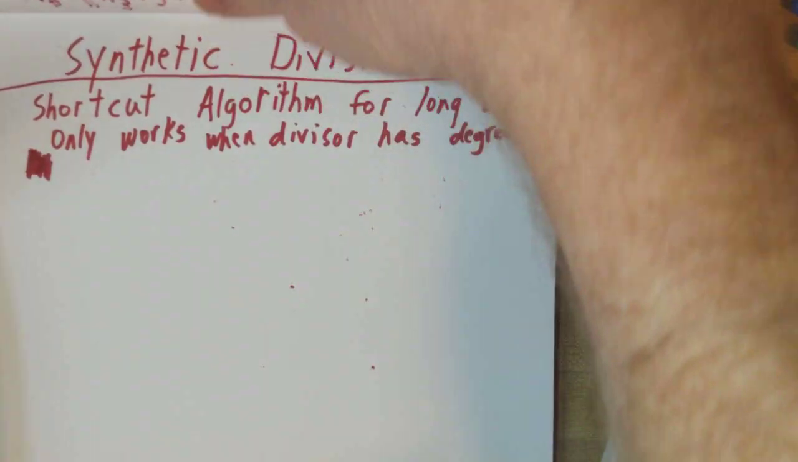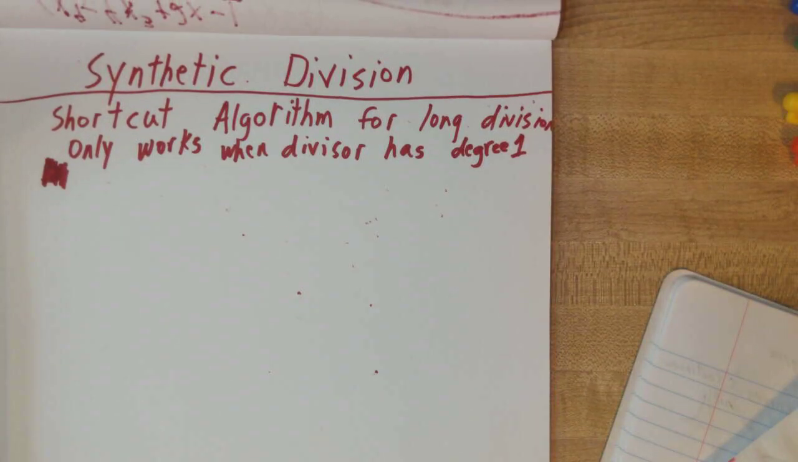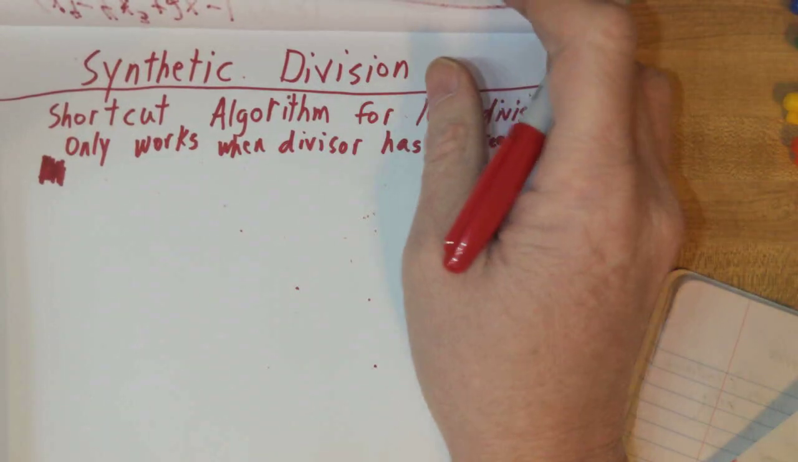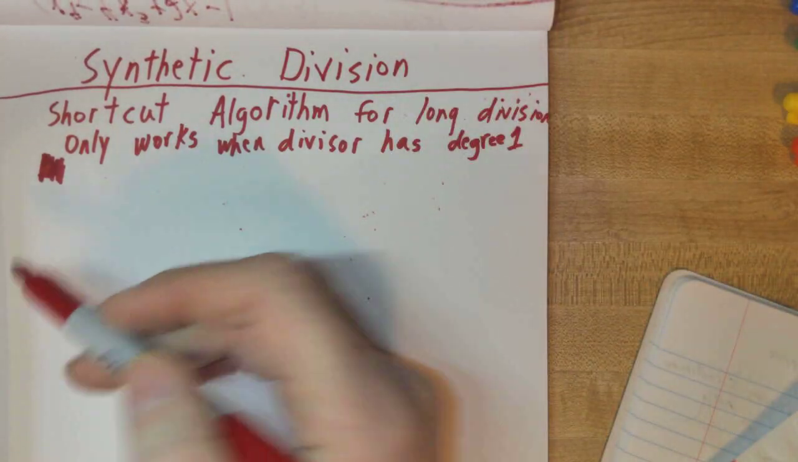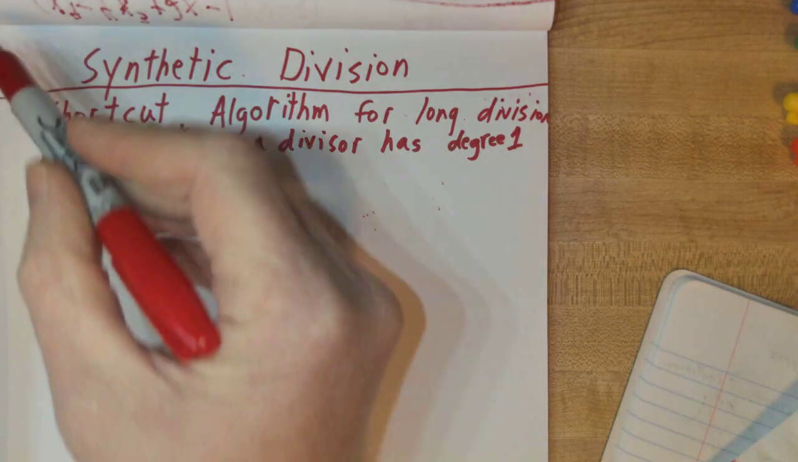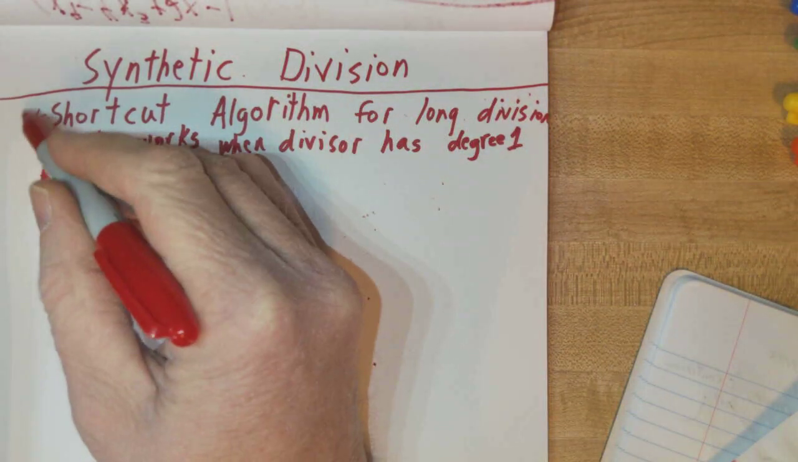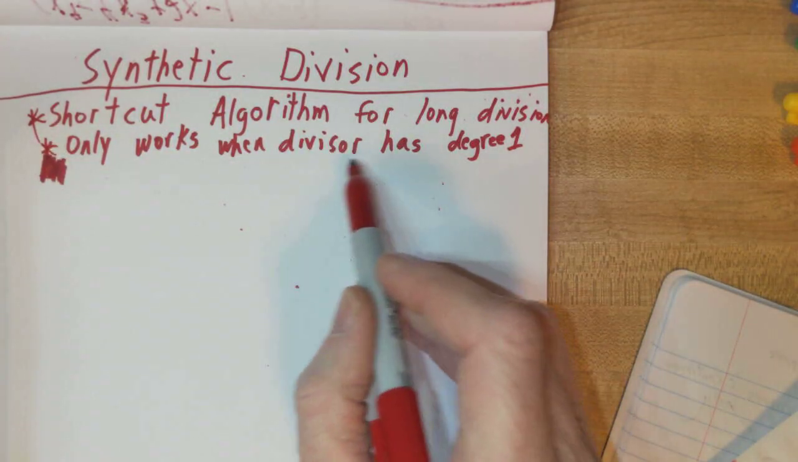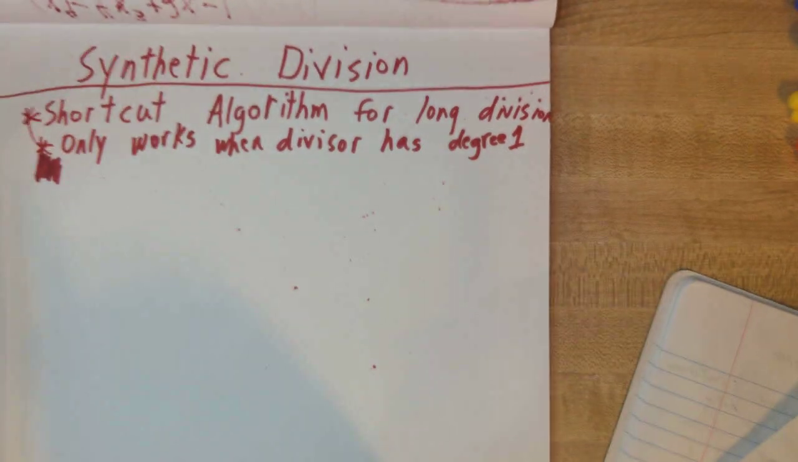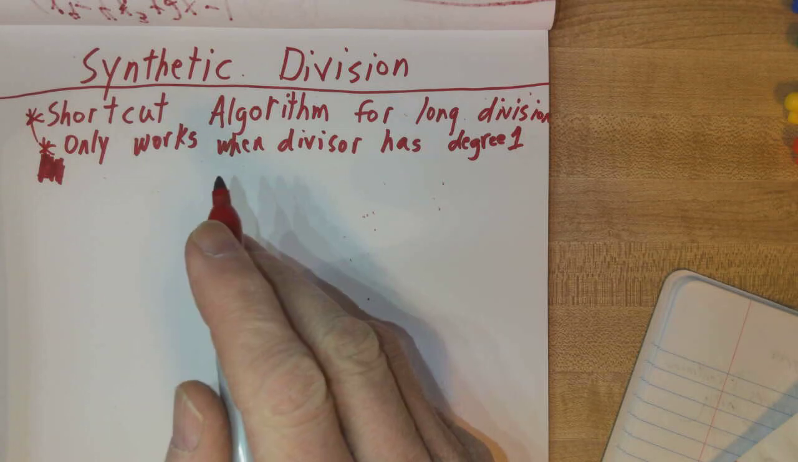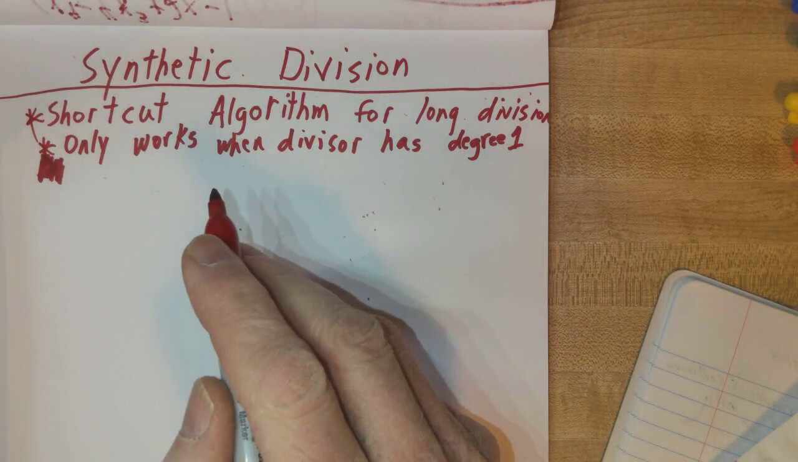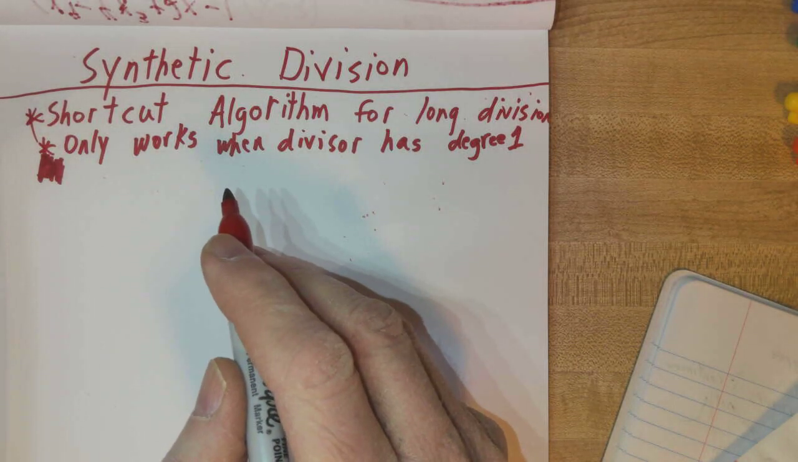Hi everyone. Okay, today I want to do a shortcut for long division called synthetic division. Now it only works when the divisor has a degree of 1. Otherwise it doesn't work. So I'm going to do two examples.